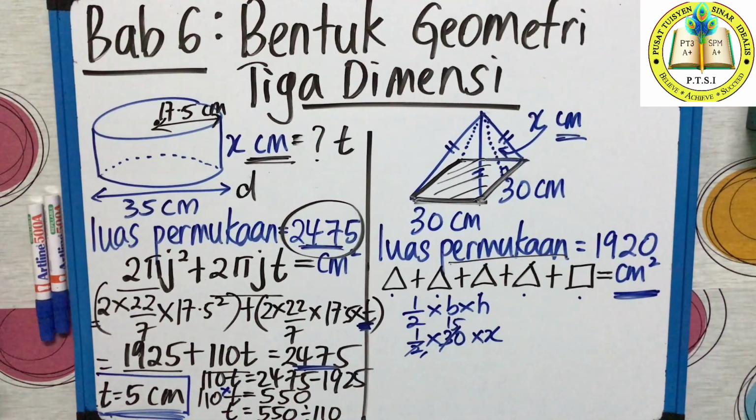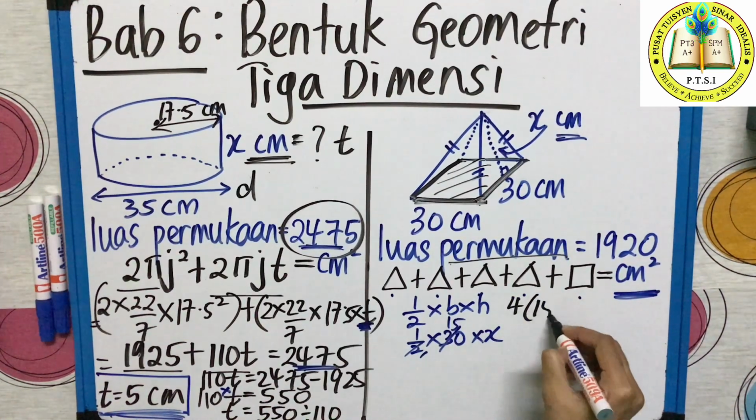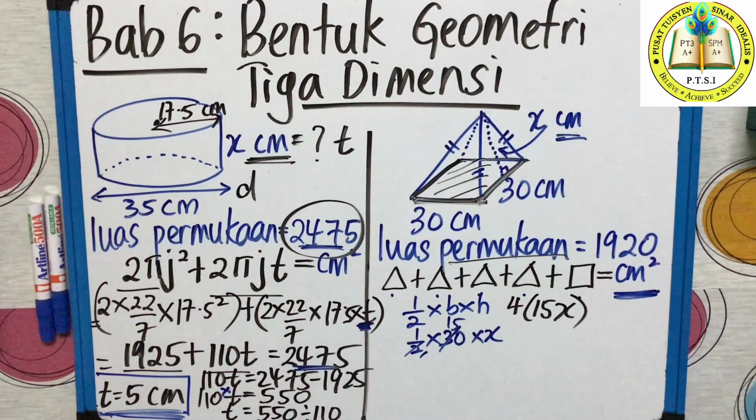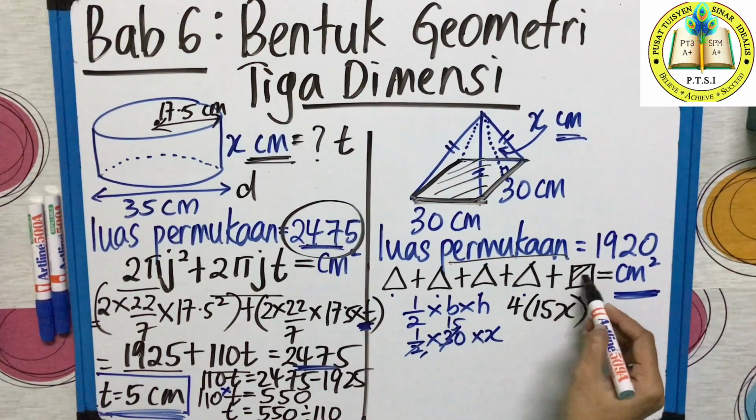So cikgu tulis dengan jelas di sini 4 segitiga kan? So 4, teacher put bracket there, 15x. So 4 kurungan 15x, because one triangle is 15x. You have 4 triangle, so 4 times 15x. If you want to put 15x plus 15x plus 15x pun boleh. Faham? And the last one, class, kalau kamu nampak dengan jelas, ada satu segi 4.